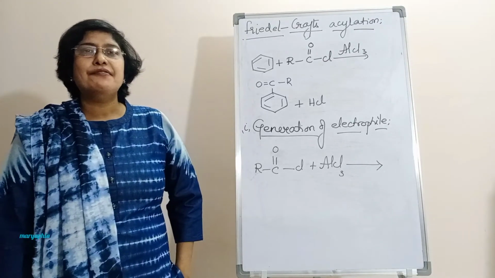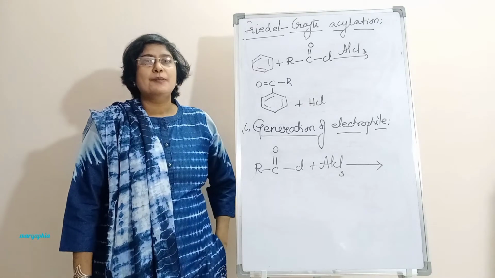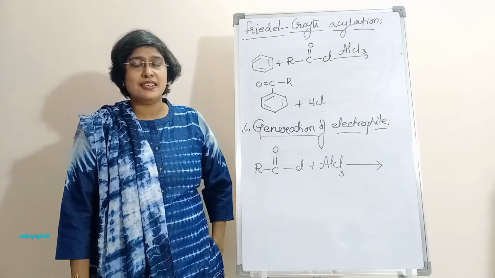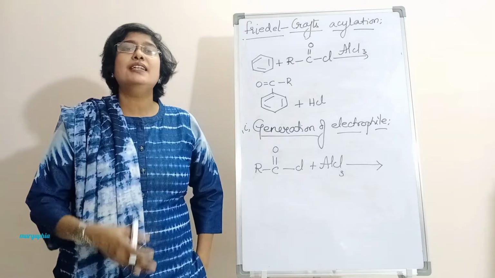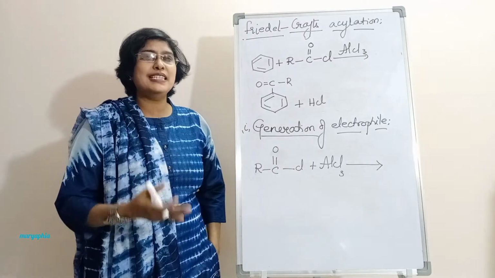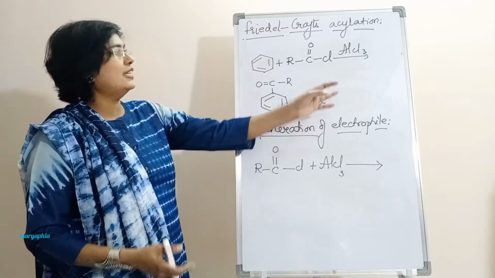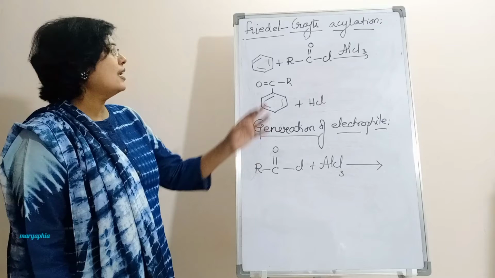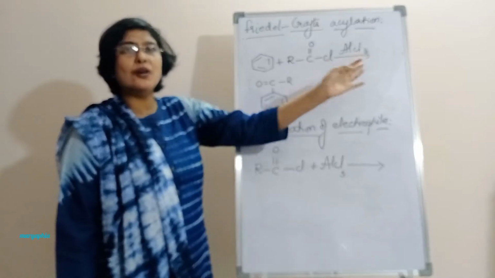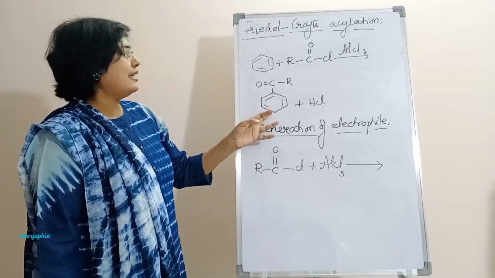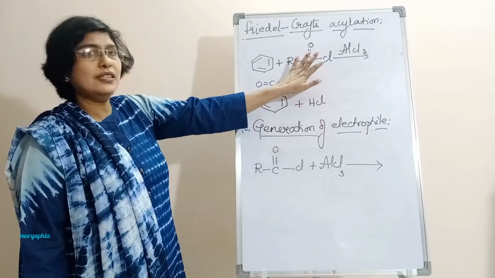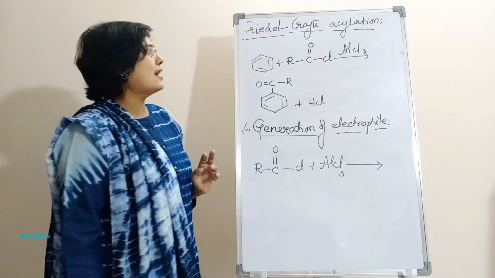Next example students, Friedel-Crafts acylation. Previous one is Friedel-Crafts alkylation, this one is Friedel-Crafts acylation. So there alkyl halides are involved, here acyl halides are involved. The general formula of acyl halide is R C double bond O X, I have taken here acyl chloride. Now the reaction: benzene plus acyl chloride in the presence of anhydrous AlCl3 gives acyl benzene or acetyl benzene plus HCl. Okay, so this is the reaction of Friedel-Crafts acylation.